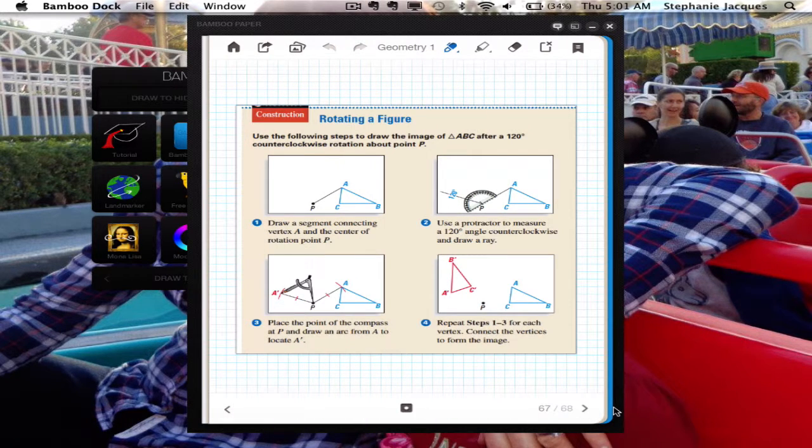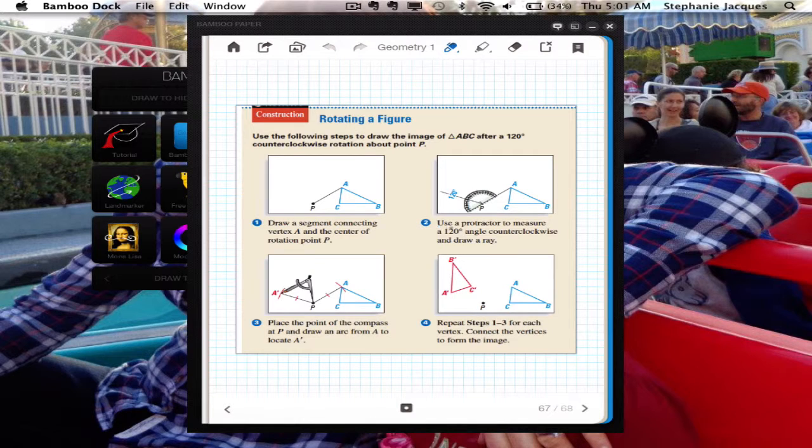Okay, this gives you a step-by-step list of how to rotate a figure. So use the following steps to draw the image of triangle ABC after a 120 degree clockwise rotation about point P. So we have our original ABC. It says to draw a segment connecting the vertex A, so we have A there, and the center of rotation P. So you just put a P there.